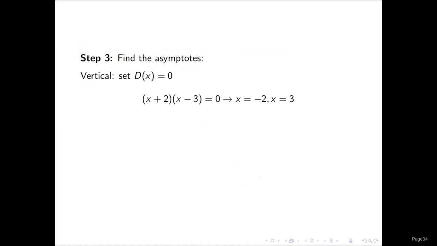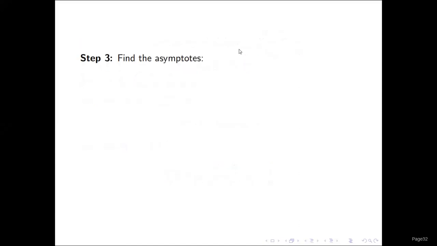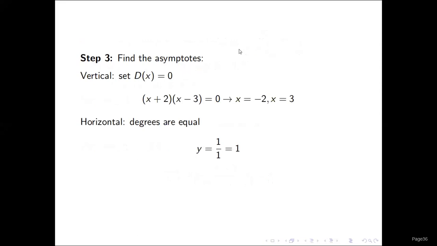So what do we do? If they have the same degrees, by the way, you just divide the leading coefficients. What's the leading coefficient of the numerator? It is 1x squared, so the leading coefficient is 1. For this one, if you expand it, it will be x times x, so that's x squared, that's 1 also. So divide 1 by 1, you get the horizontal asymptote y equals 1. This is the leading coefficient of the numerator, this of the denominator, divide. So the horizontal asymptote has equation y equals 1, the horizontal line intersecting the y-axis at 1.